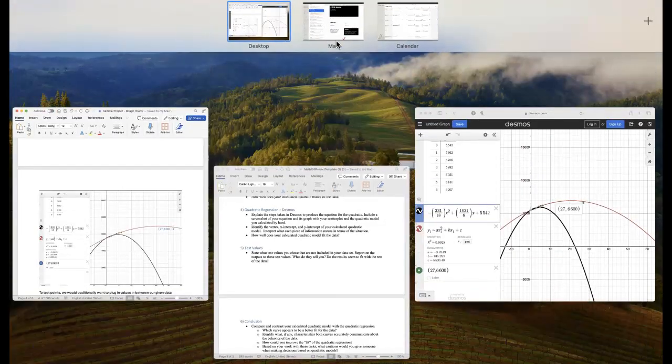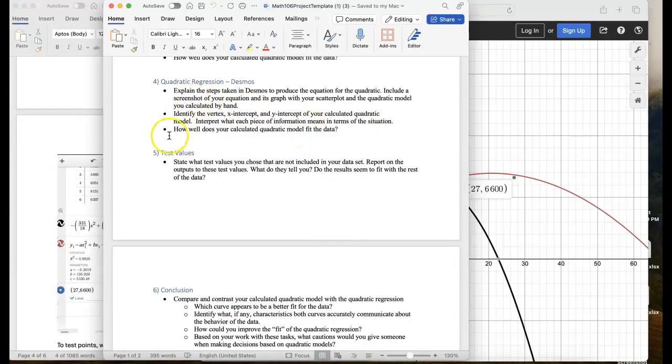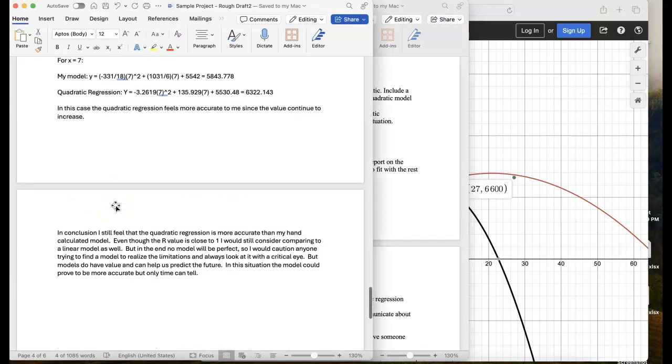So that's part 4. We're going to go through and do the quadratic regression and talk about all of it and how well it fits the data. Then we're going to do some test values. We're going to see which one of these we think is actually correct.